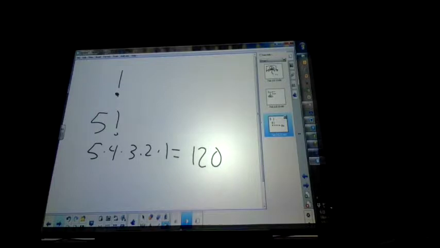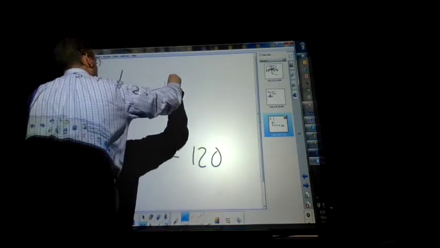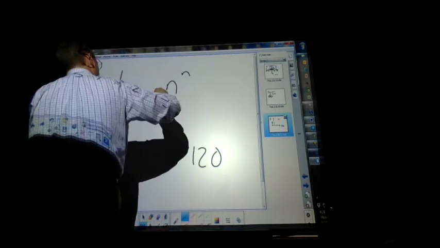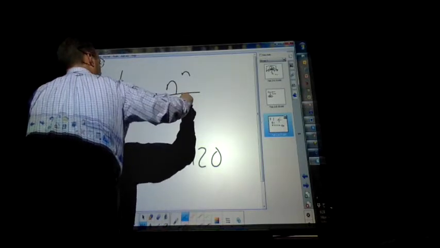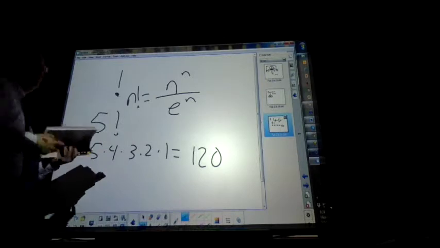As n increases, the value of n factorial goes up rapidly. When n reaches significant values, the factorial skyrockets. There's a formula for approximating n factorial when n is large. So if you have an extremely large number, n factorial is approximately n over e to the n power, and this is an approximation.